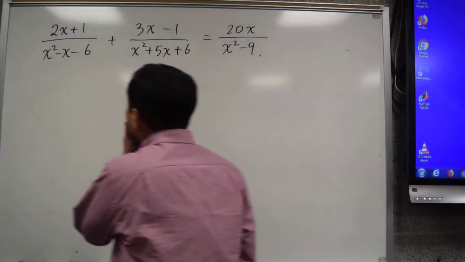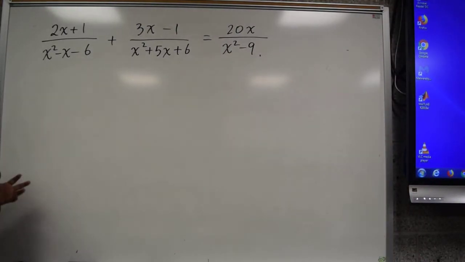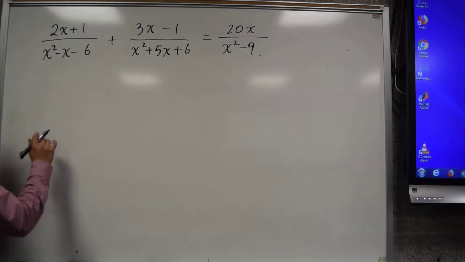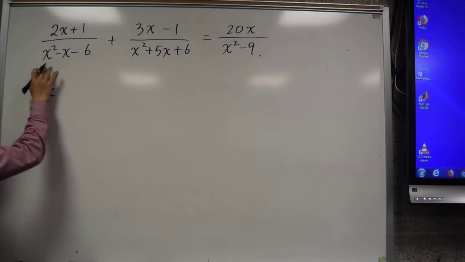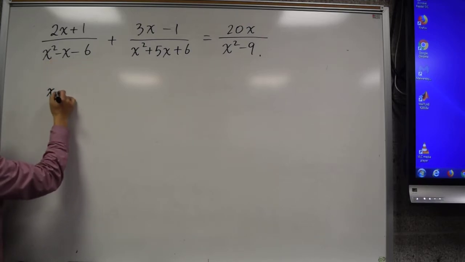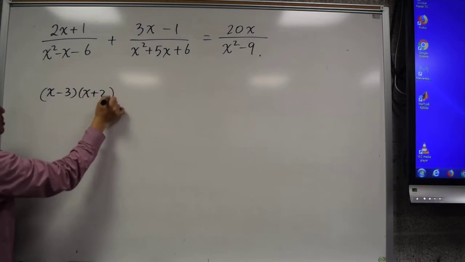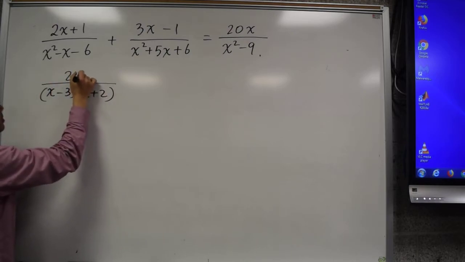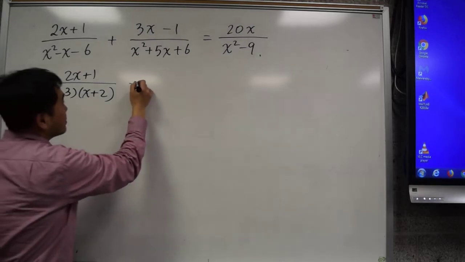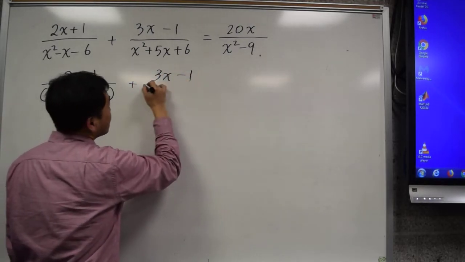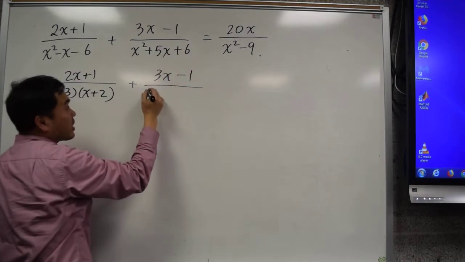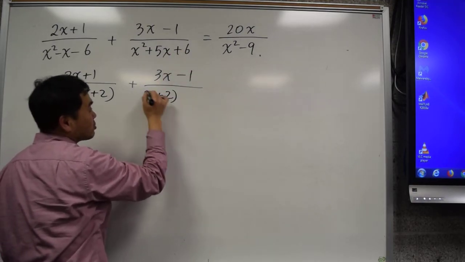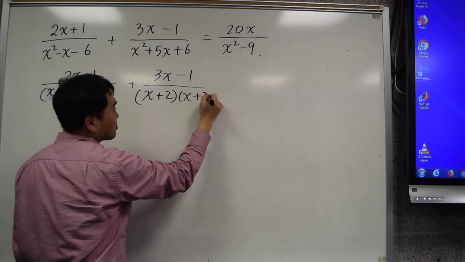Okay, so the first thing you have to do is identify all the factors of the denominator by factoring. So x squared minus x minus 6 factors as x minus 3 times x plus 2. This factors as, 6 is 2 times 3, 2 plus 3 is 5, so you know that this is x plus 2 times x plus 3.